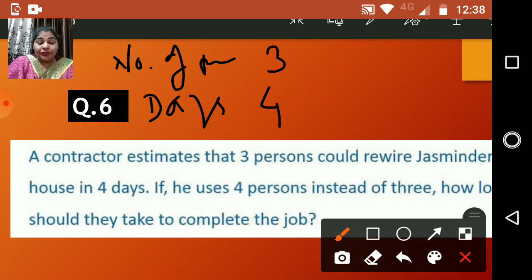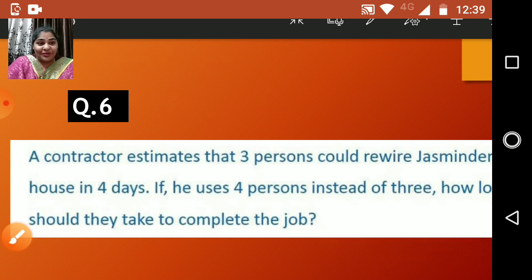If he uses 4 persons, now he is increasing. Instead of 3 persons, if he uses 4 persons, then how long will it take to complete the job? Obviously, children, when the number of workers is increased, the job will be completed in less time. That is, it will take fewer days, right? So it is again an inverse proportion example, where one quantity is increasing and the other is decreasing. So let us find out.